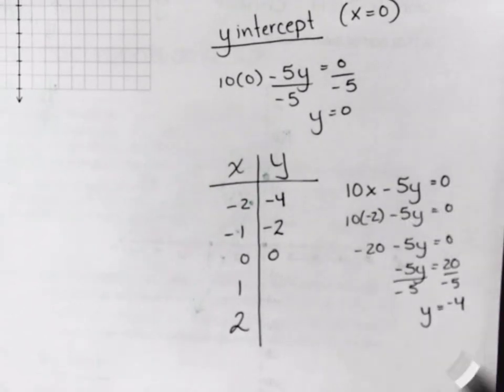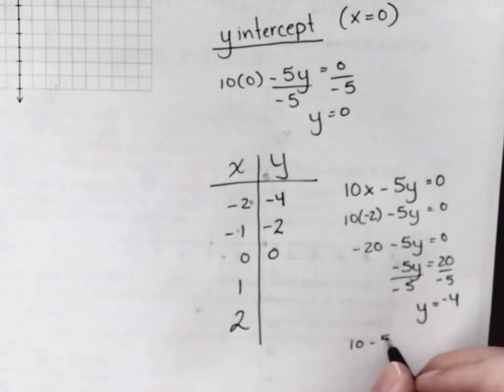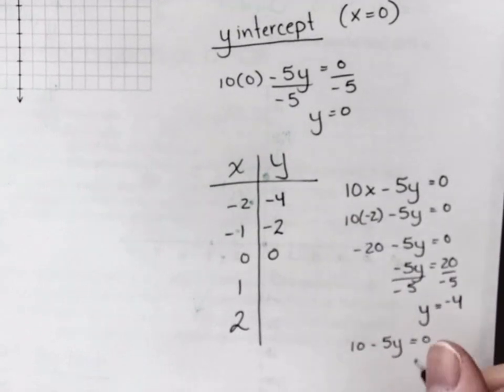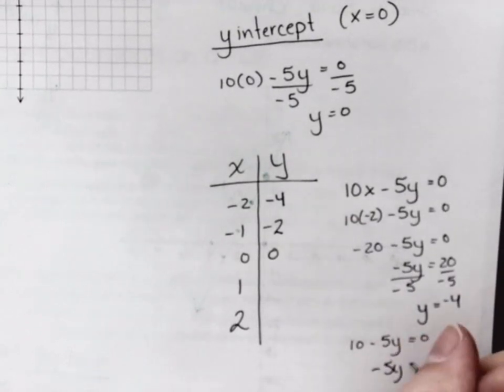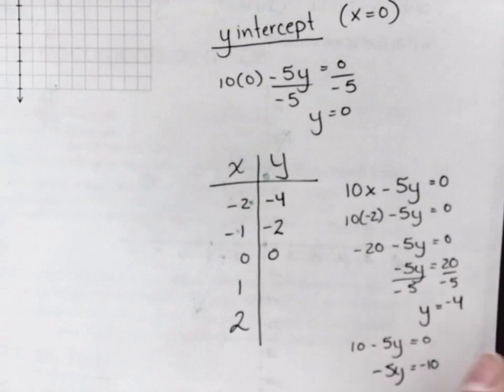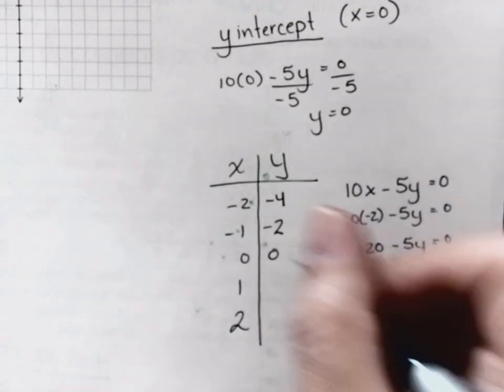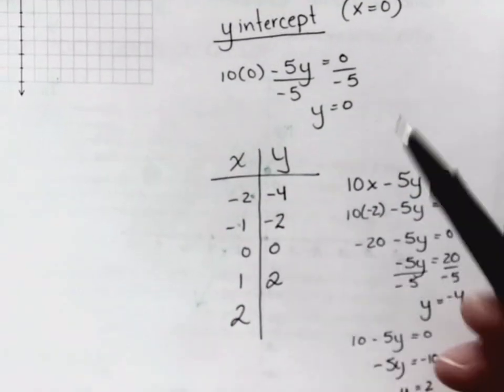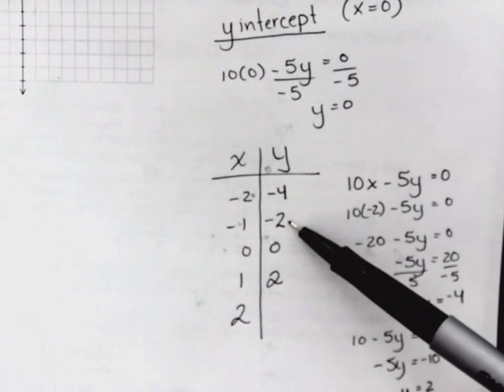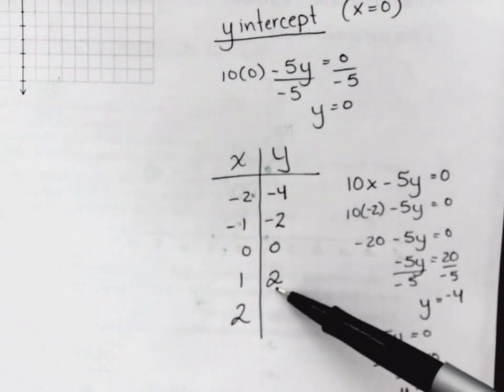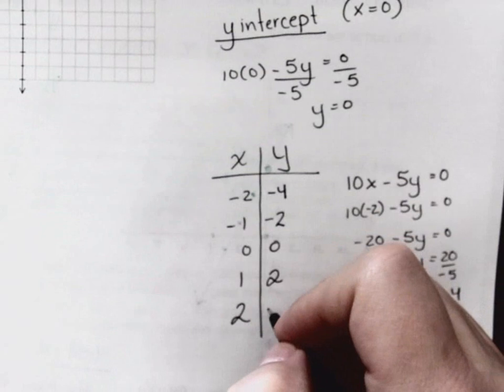If I put a +1 in there, that's going to be 10 minus 5y is equal to 0. So -5y is equal to -10. And so y will be +2 this time. And what do you notice? There's a pattern here. These are going up by a value of 2. And that's your slope. Your slope is 2.